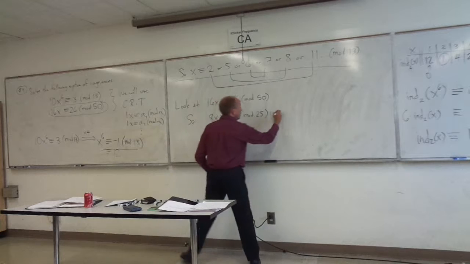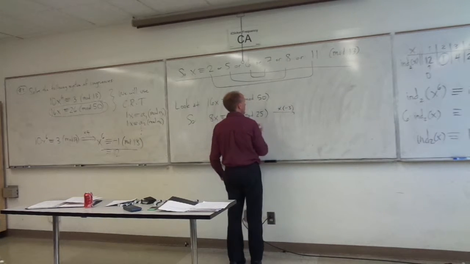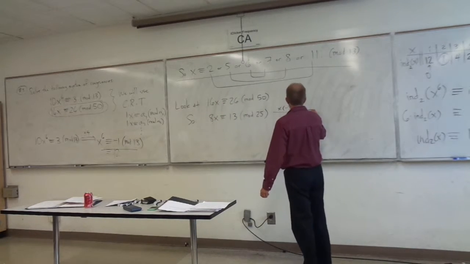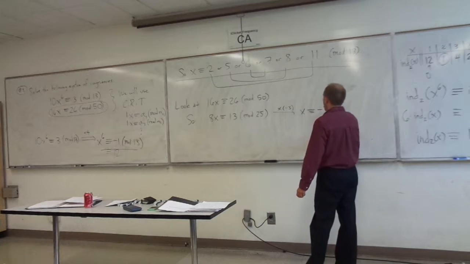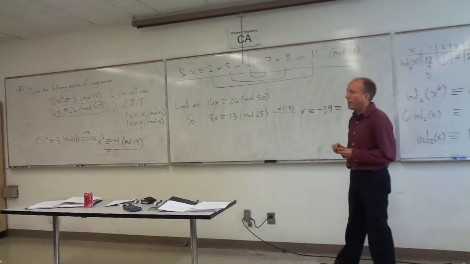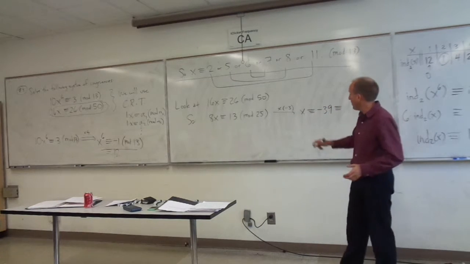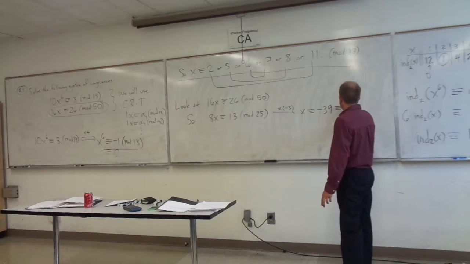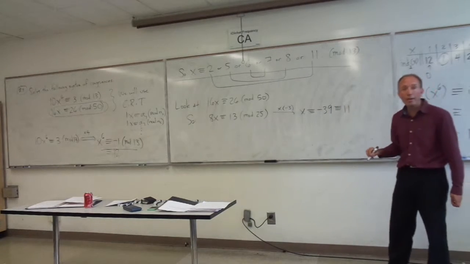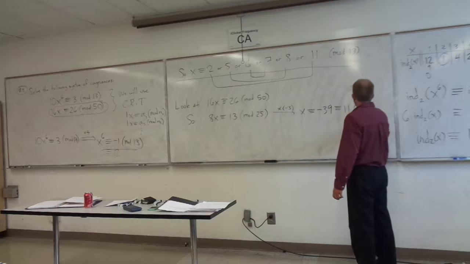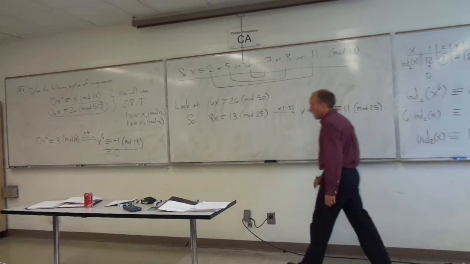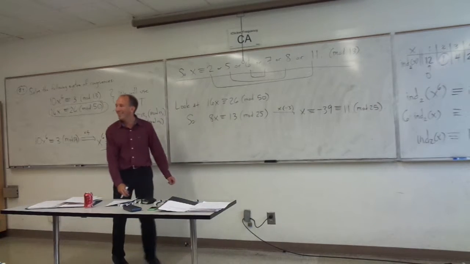So I'm just going to multiply through by negative 3, and that will give me x congruent to negative 39. Negative 39 could be changed in mod 25 to 11, if you want to use a positive value, and that would be mod 25. Okay, so far so good?